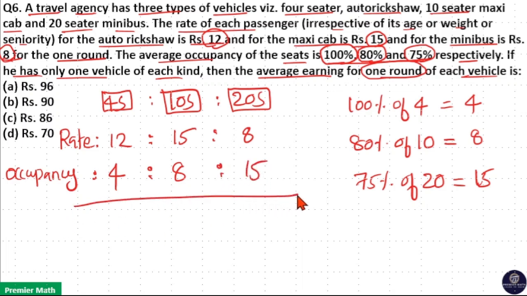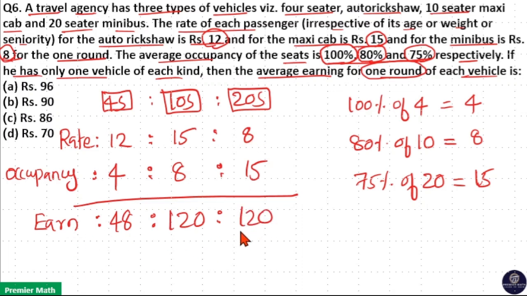Now, if you take the earning means rate into occupancy. 12 into 4 is, for 1 person rupees 12 is the rate and occupancy is 4 seat. For 4 seat into 12. For 1 person it is 12. So 4 person it is 4 into 12, 48. Now, for 1 person it is 15. For 8 person it is 8 into 15, 120. For 1 person it is rupees 8. For 15 person it is 15 into 8, 120.